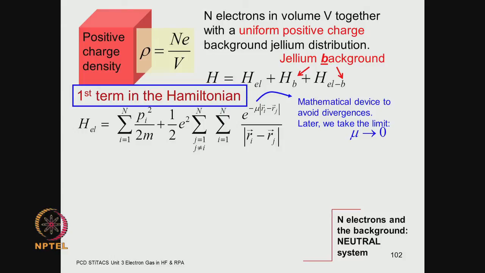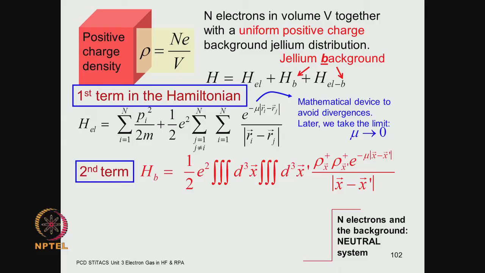The second term is the Hamiltonian corresponding to the Jellium background, which has the uniform charge density. So, you will have the interaction between the uniform charge density at x with the uniform charge density at x prime, and you will have the 1 over distance term in the potential. Here again I have introduced the e to the minus mu times distance factor, which will take care of the divergence. So, this is the second term for the background. It is basically just the Coulomb interaction, but between the uniform positive charge density at different locations.